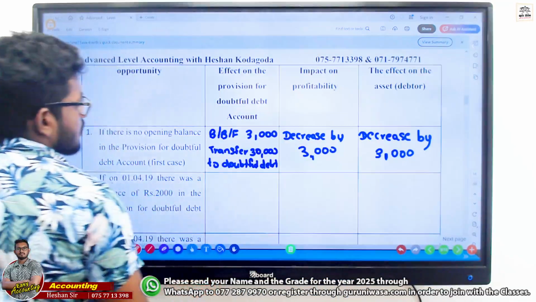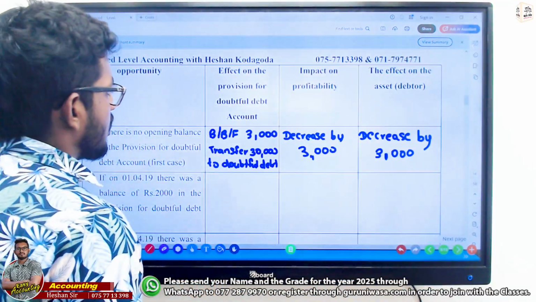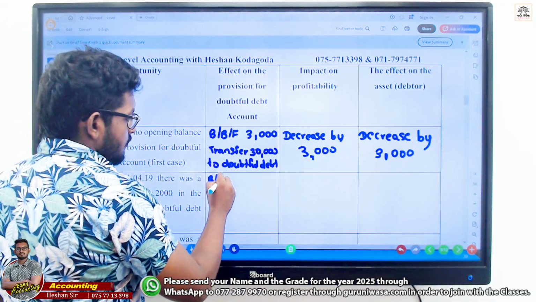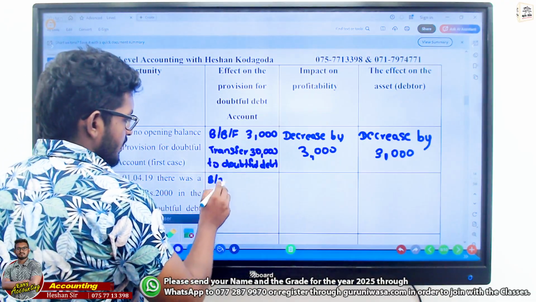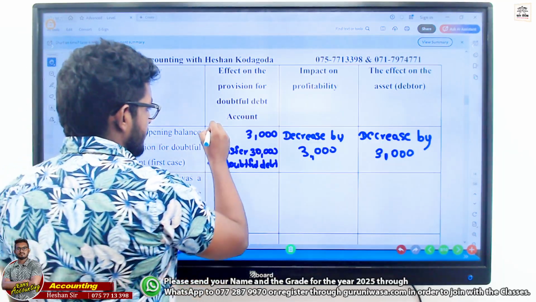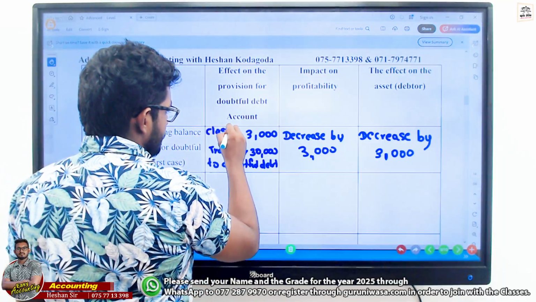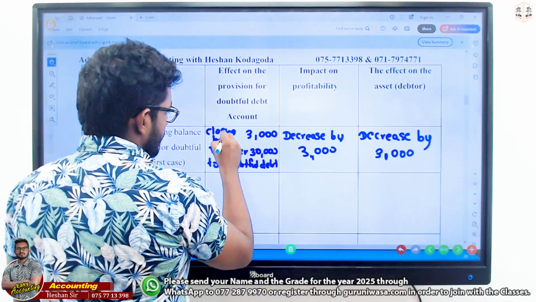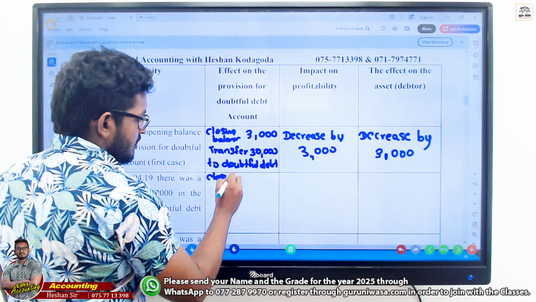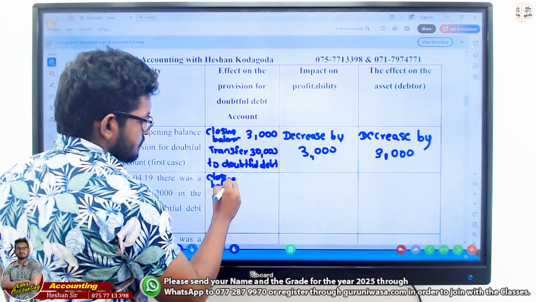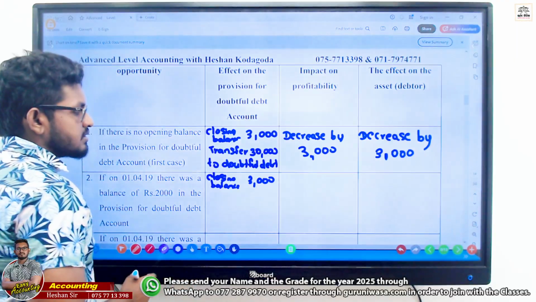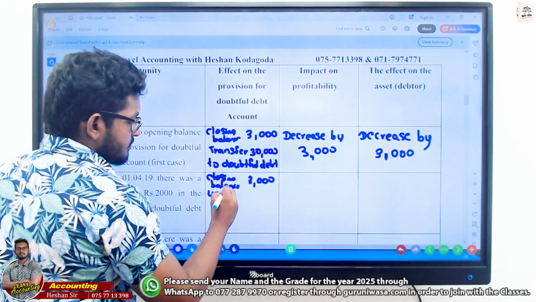So, effect on the provision for doubtful debt account, BBF closing. Closing balance 3000, same, right? There is no change. Closing balance 3000. But here it is under provision.